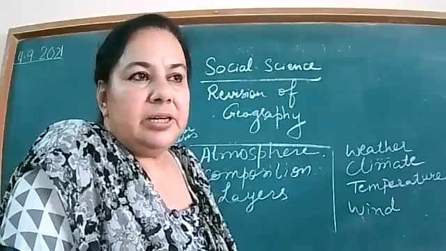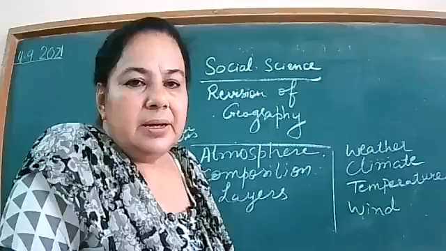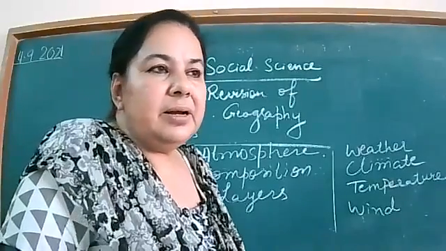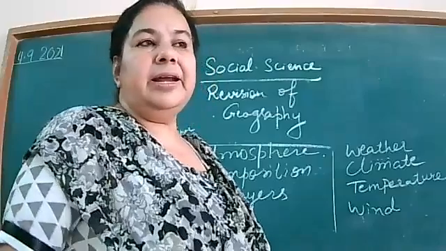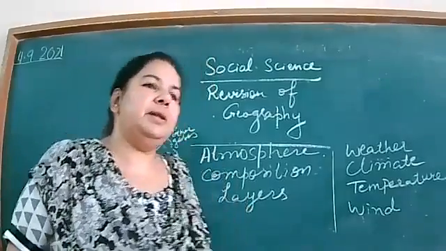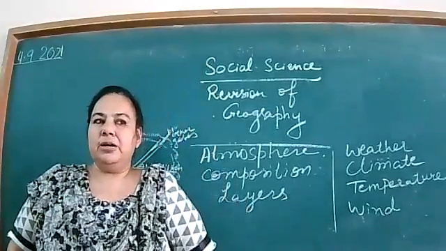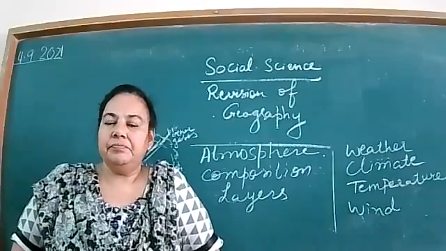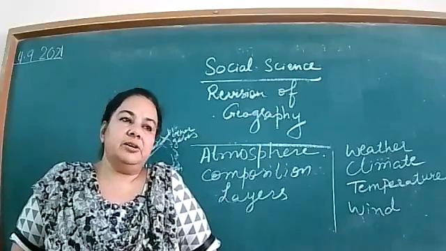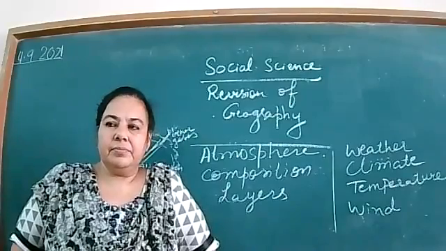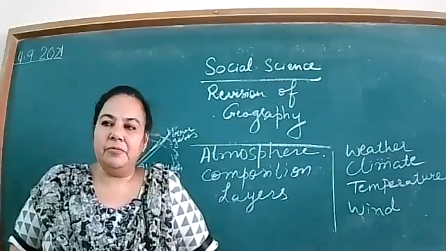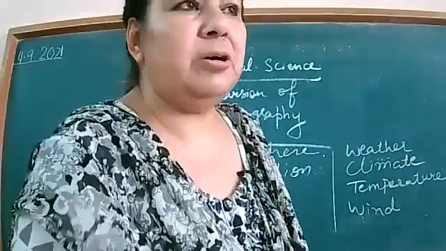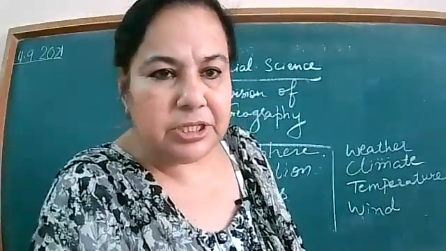Labrador is an example of a cold ocean current. Gulf Stream is an example of a warm ocean current. Learn it. Now if I say Gulf Stream is an example of cold ocean current, is it true? So correct it. Labrador is an example of a cold ocean current.